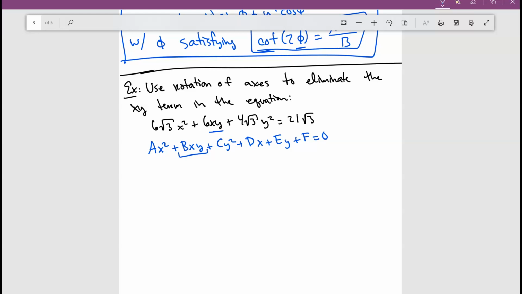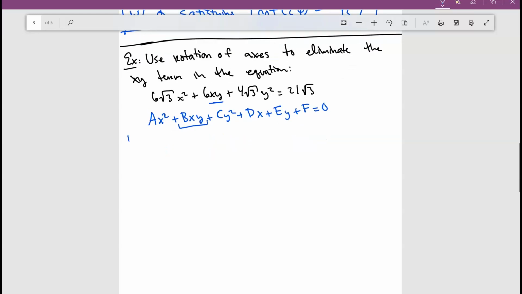All right, so the first thing we're going to do is the first step. It's going to be a very, very long problem, so just bear with me with a whole bunch of algebra. The first thing we want to do is find phi. Let's figure out what this angle is going to be. We know that cotangent of 2 phi is going to be (a minus c) over b. In this case, our a is this 6 square root of 3. That's our a, that has an x squared term.